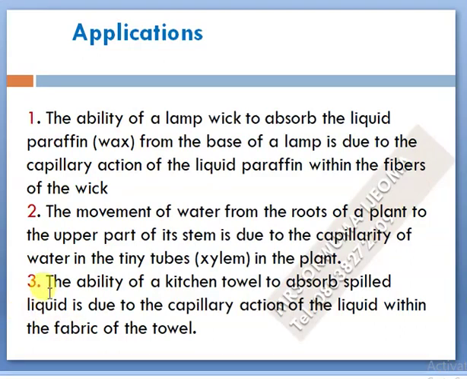Another one, the ability of your kitchen towel to absorb spilled liquid is due to what? The capillary action of the liquid within the fabrics of the towel. So you find out that your kitchen towel, when you have any spilled liquid, you use your kitchen towel to do what? To soak it. And that kitchen towel is able to absorb that spilled liquid as a result of the capillarity action of that liquid within the fabrics of the towel.